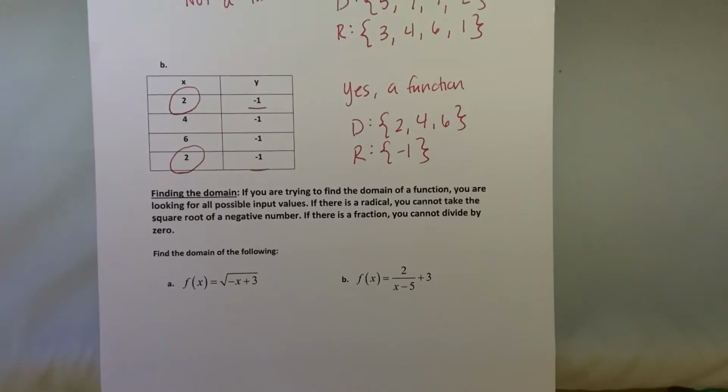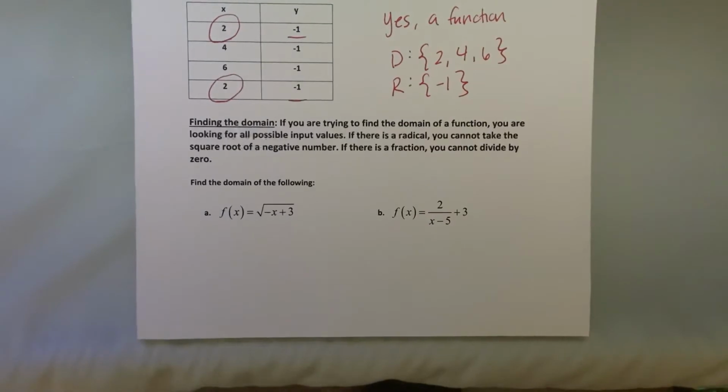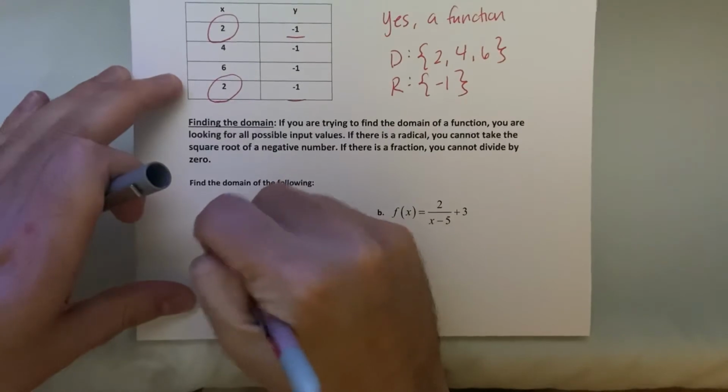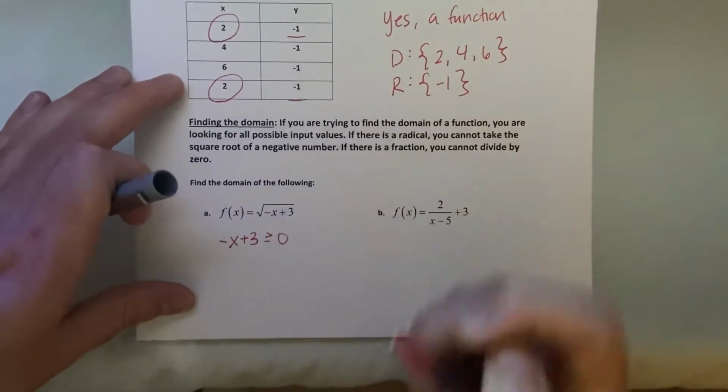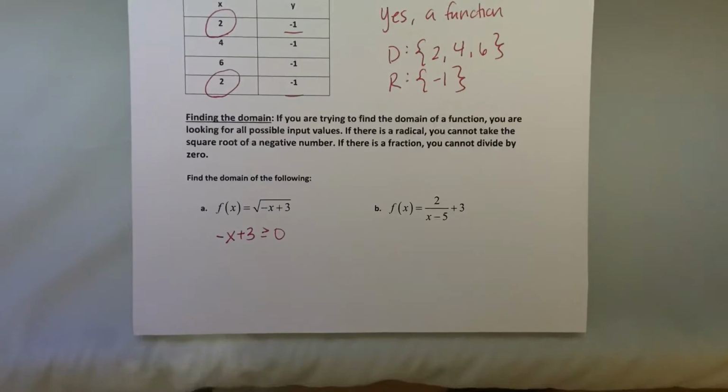Now, sometimes finding your domain is a little trickier for functions. To find the domain of the following, f(x) equals the square root of -x plus 3. So what do we know about the square root? Numbers under the square root need to be greater than or equal to 0 for our purposes, which means now I would just have to solve for x to see what numbers I can put in for x, my input values, in order to not get a negative under the square root.